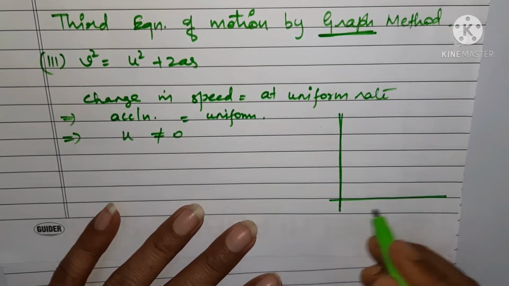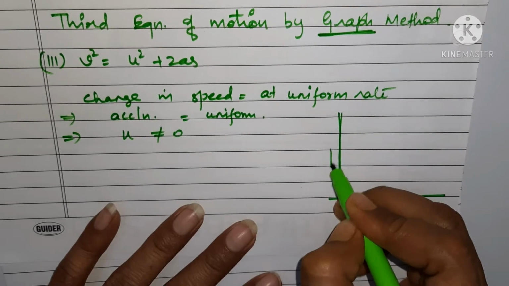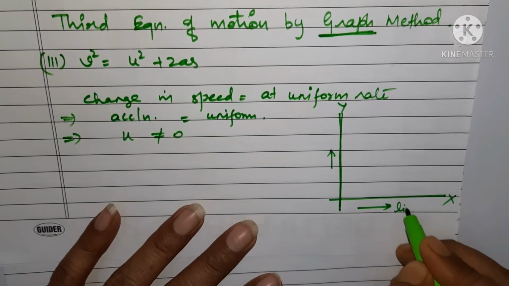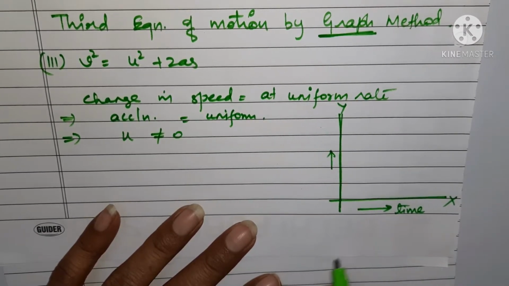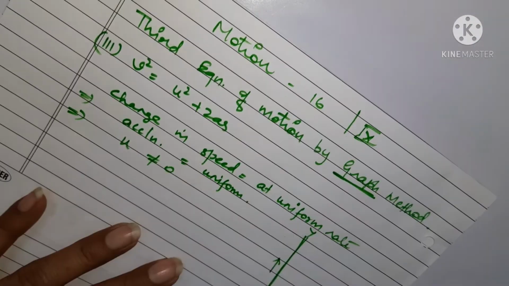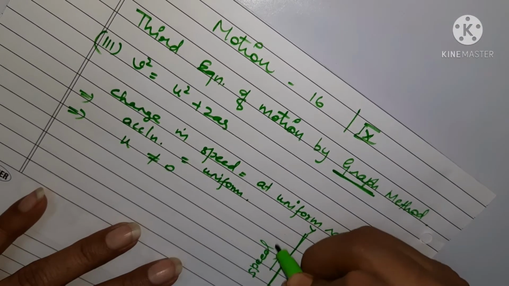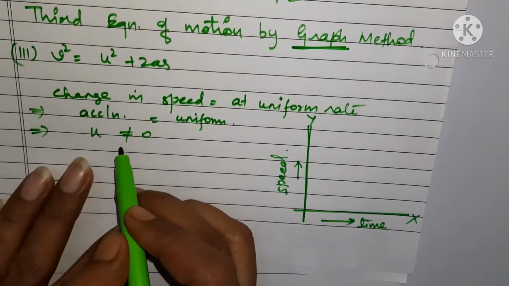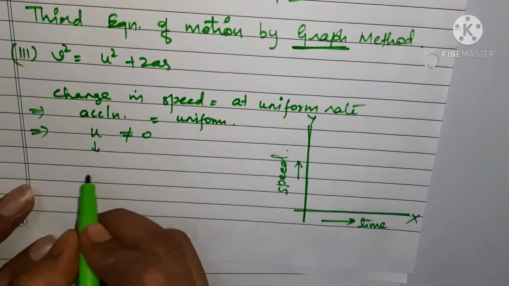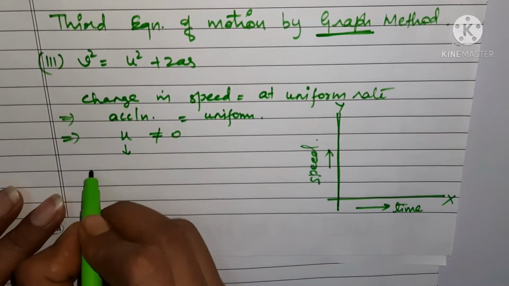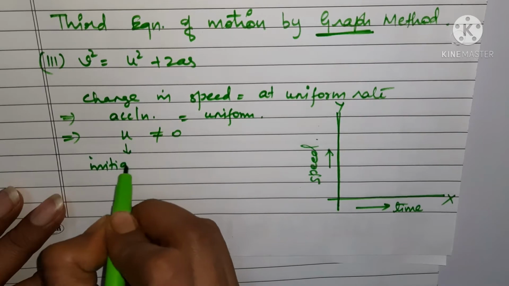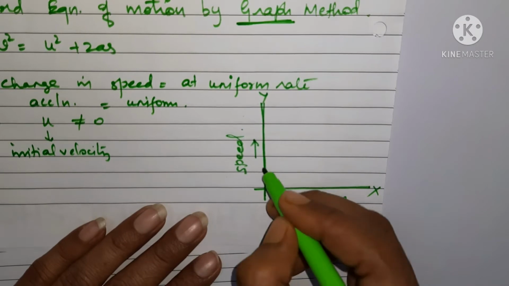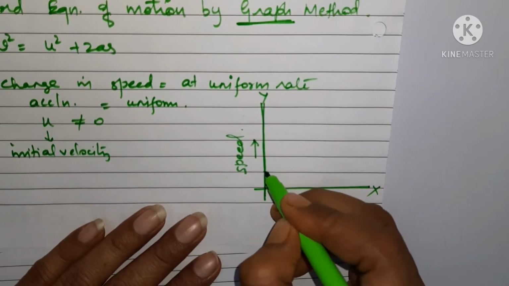The graph which we are going to make is somehow like this, in which we have the x-axis and the y-axis. On the x-axis we show time, so t is represented on the x-axis. On the y-axis we show speed or velocity. Since u is not equal to 0, keep in mind that u is the symbol of initial velocity. We are not assuming it as 0, so let us consider that u is somewhere here.